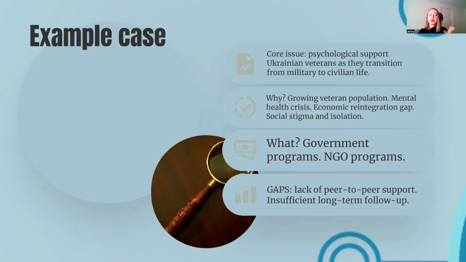So basically, when you make this what and why analysis, you will probably see that in all this ocean of solutions which is offered, programs and psychological support and everything, there is probably a lack of peer-to-peer support, or insufficient long-term support. Maybe it's only first help when they come back, but nothing long-term. But you really need to analyze how you can adapt your solution, your product, to what already exists and to the specific needs of veterans in this case.